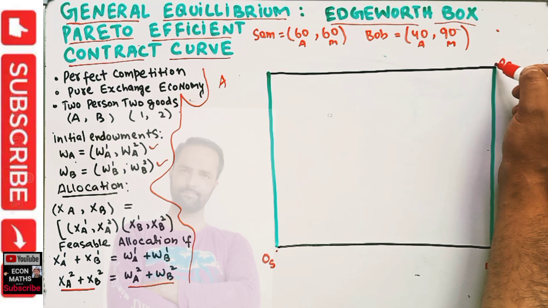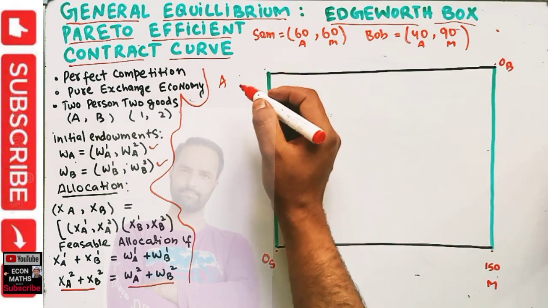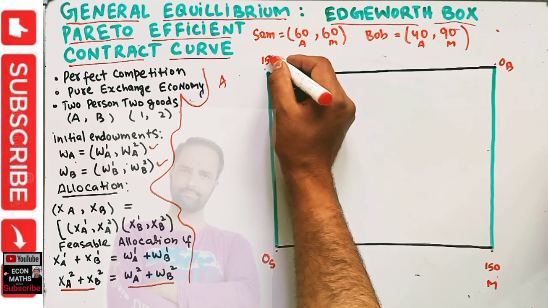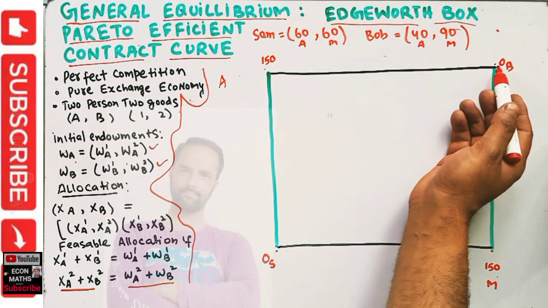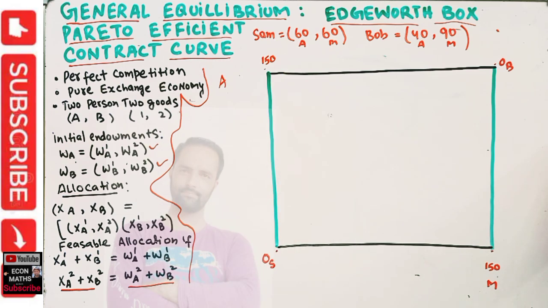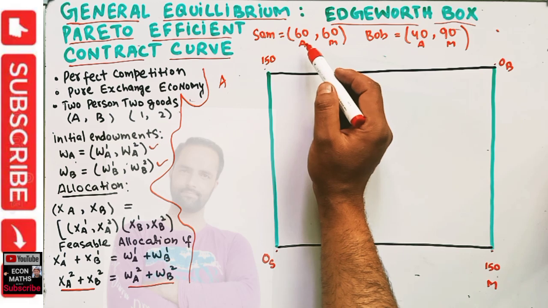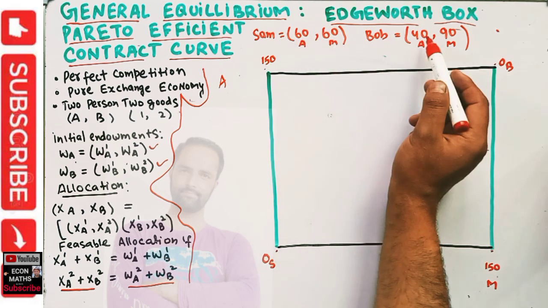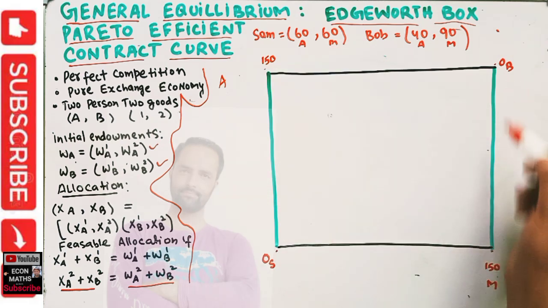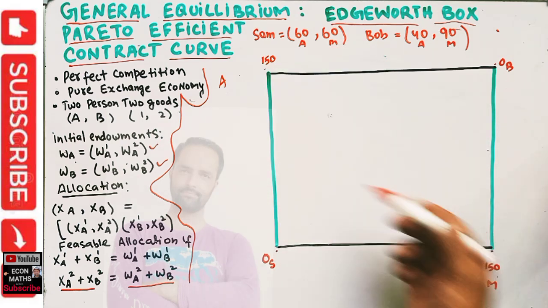And similarly, if it is 0 up to this, it will obviously be 150. It will also be 150, because it shows the units of mangoes. Similarly, how many units of apples do we have in this economy? 60 plus 40 is 100, and we are denoting apples on these green lines.